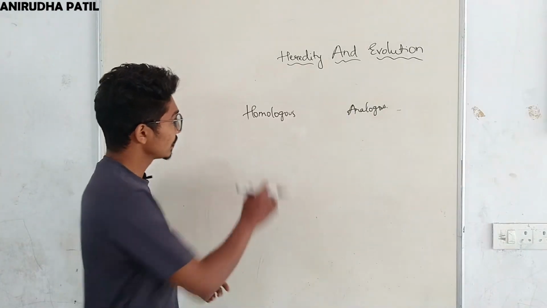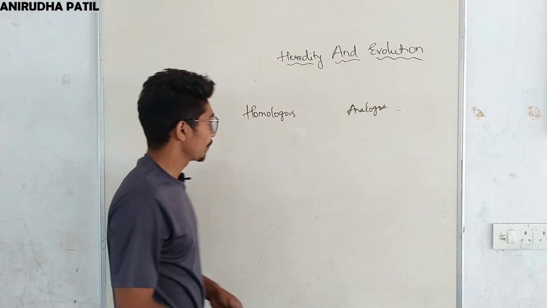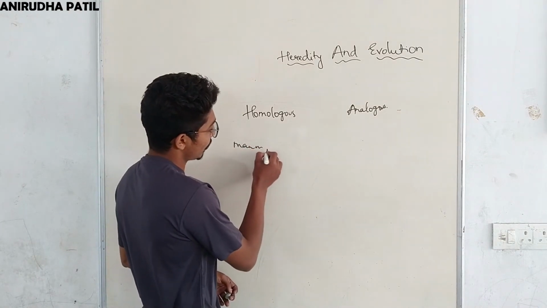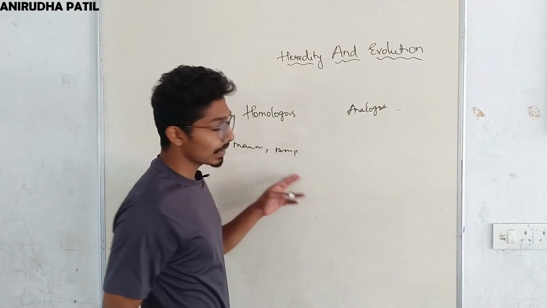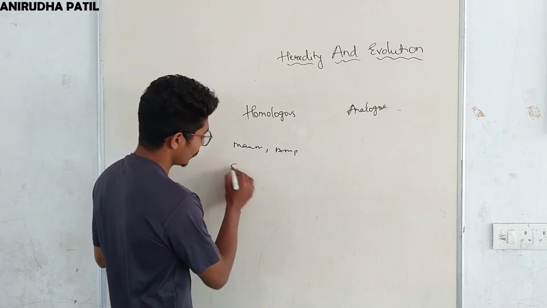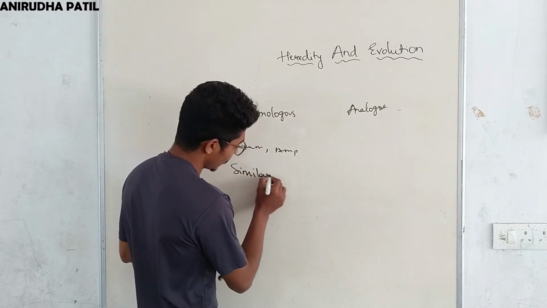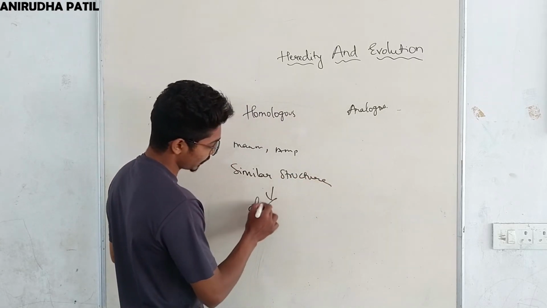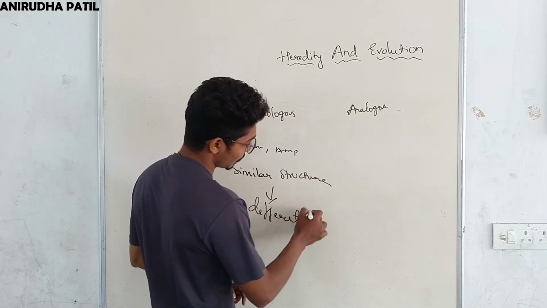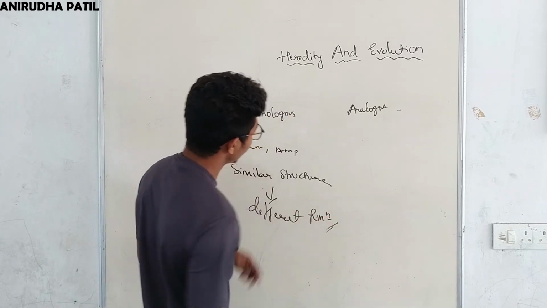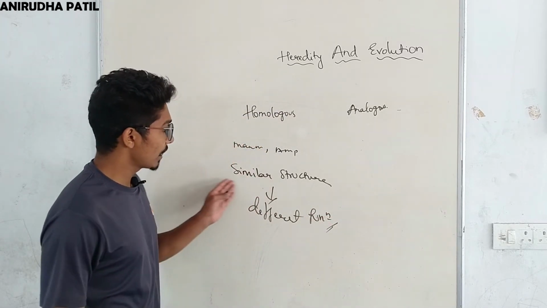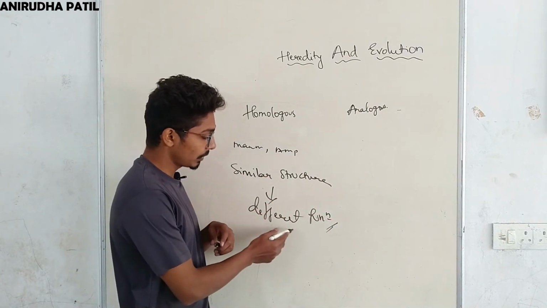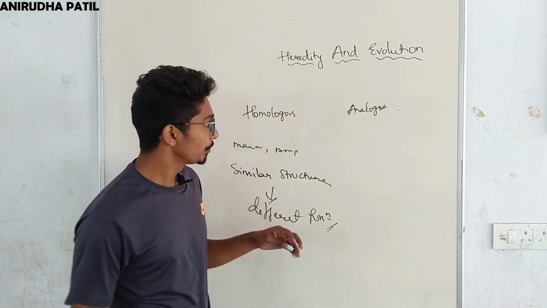Okay. Next is homologous and analogous organs. Take the example of forelimbs. Forelimbs in case of mammals, amphibians and reptiles have a similar structure. Remember this very importantly. Similar structure, but the function is different. So homologous organs are nothing but organs that have similar structure, but the function performed is different.